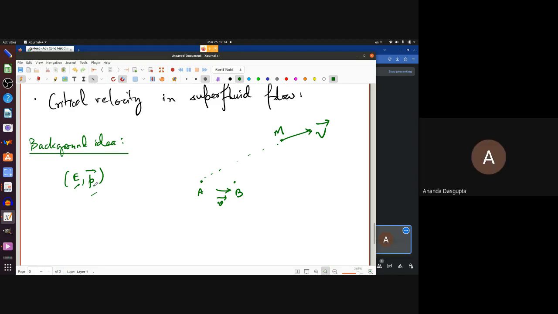Now the question is, when you're talking to the second observer, will the second observer see the same energy, the same momentum, or different energy, different momentum? Remember, A and B are moving with respect to each other.